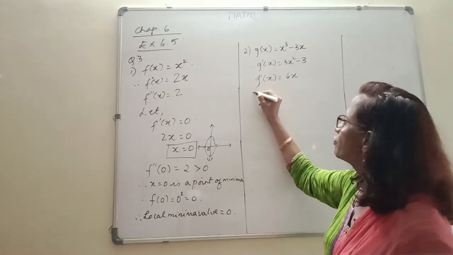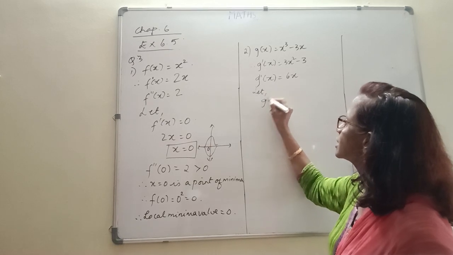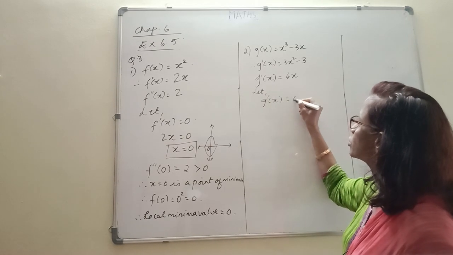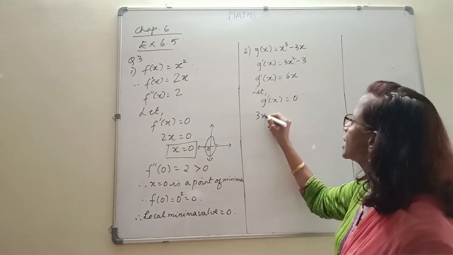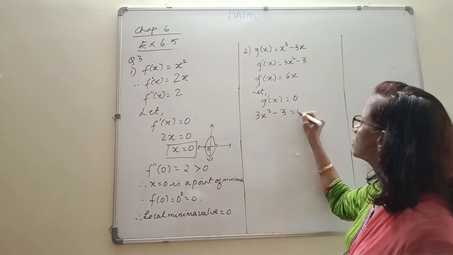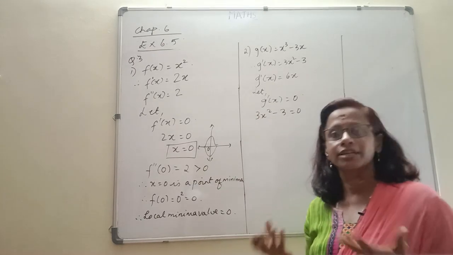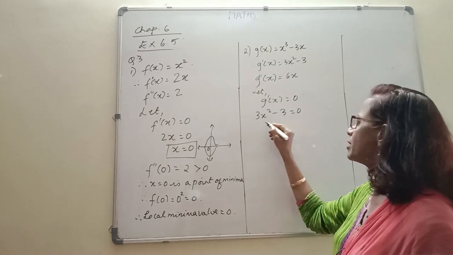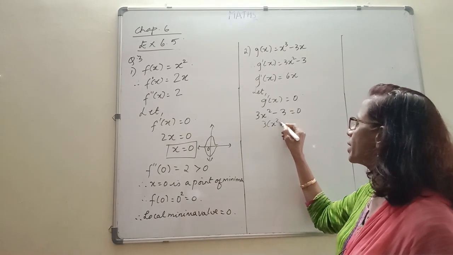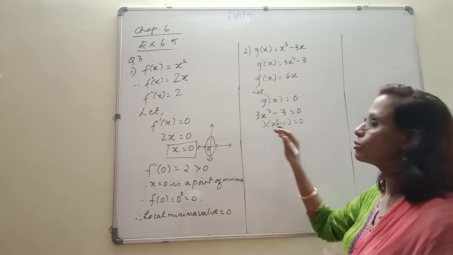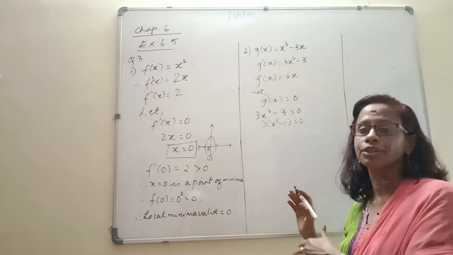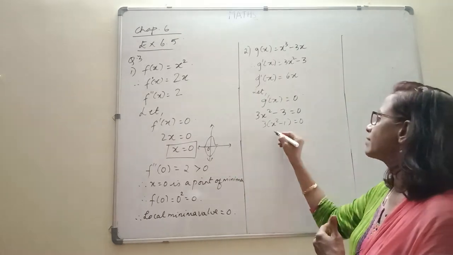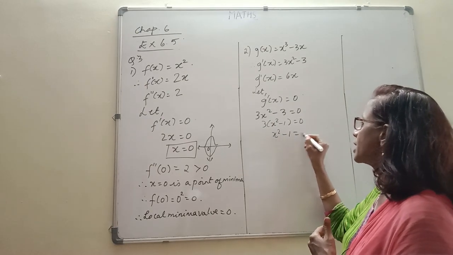Now let's go in for our critical point. Let g dash x be equal to 0, which means 3x squared minus 3 is equal to 0. You can factor it the way you want. There are many ways of factoring. Maybe we can write it like 3 times x squared minus 1 equal to 0. Then 3 is multiplication, it can go on the other side, it will become division, and that way you will get x squared minus 1 as 0.